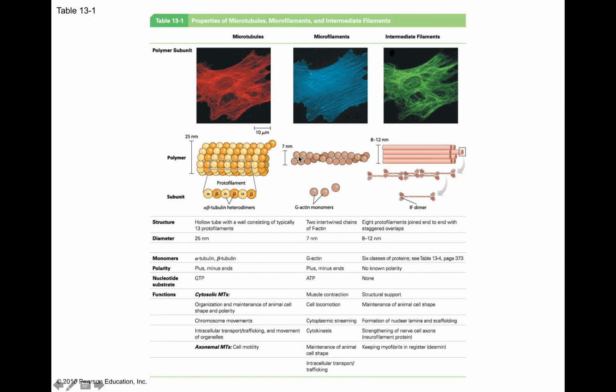In the other podcasts, we'll talk about microfilaments and intermediate filaments. Microfilaments are the thinnest filaments, not hollow in the middle, and they're made up of actin protein. Intermediate filaments are in between microfilaments and microtubules, and they are made up of a whole bunch of different kinds of protein.